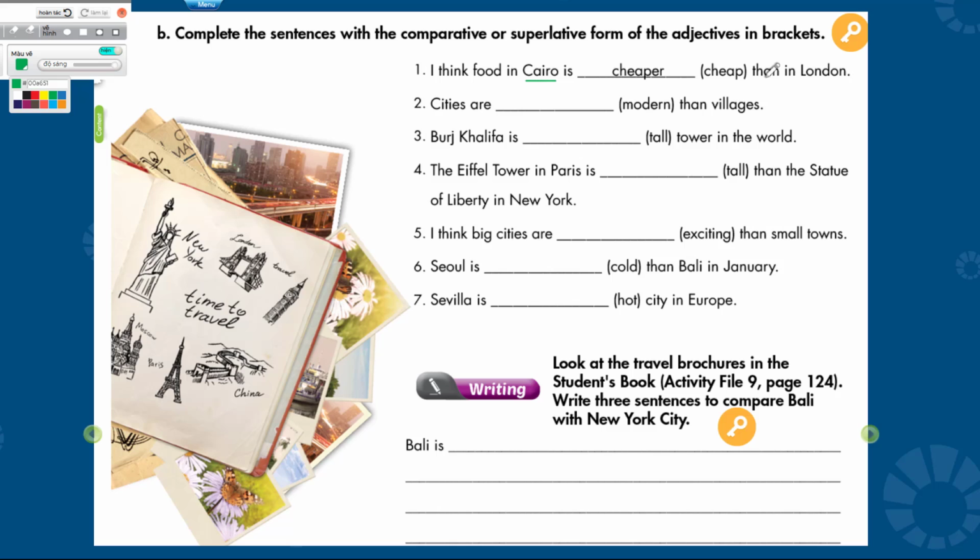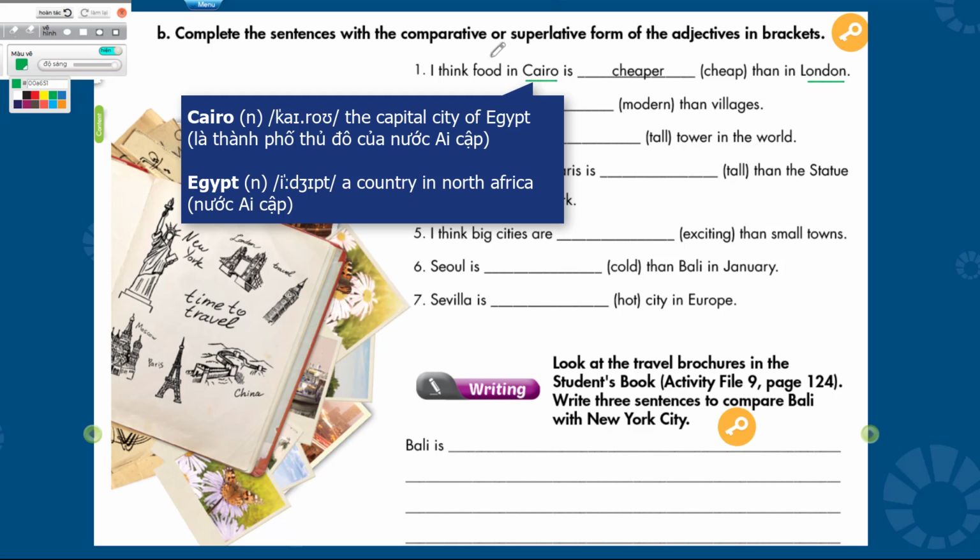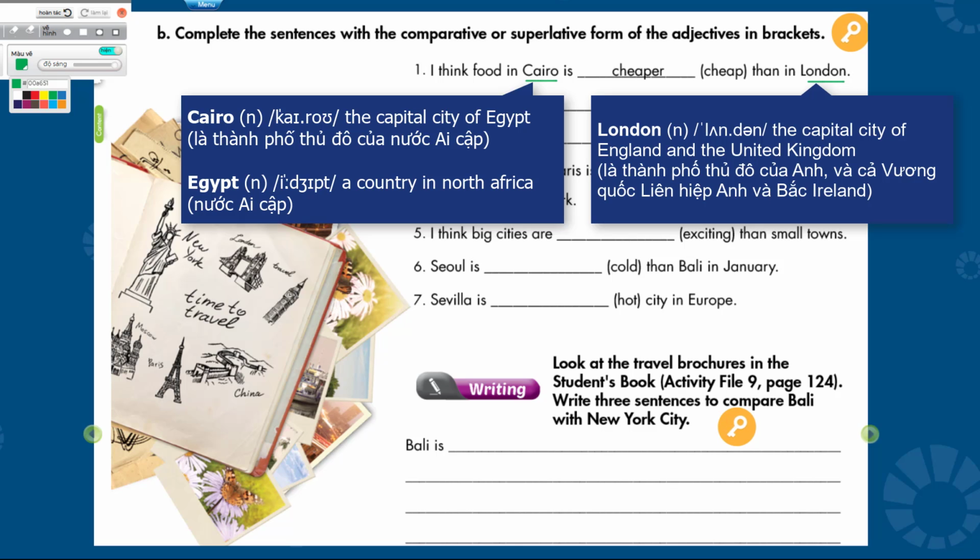So Cairo, London. Okay, Cairo is the capital city of Egypt. Cairo là thành phố thủ đô của Ai Cập. Egypt là Ai Cập, right? London is the capital city of England or the United Kingdom. London là thành phố thủ đô của nước Anh. Ok, thì ở đây ta có gì? Than. Trong câu có than, như vậy câu đó chắc chắn là ở dạng so sánh hơn, comparative adjective, right?